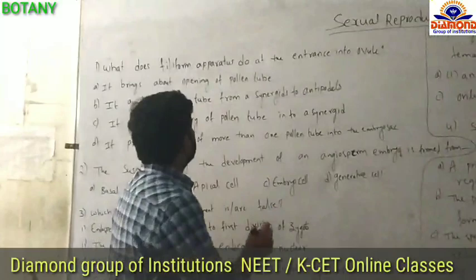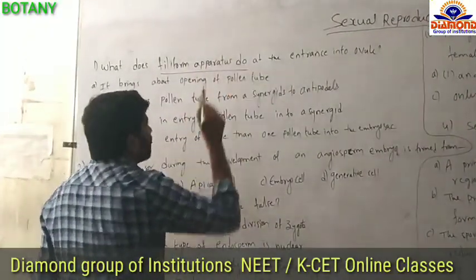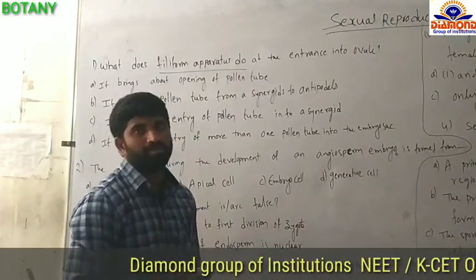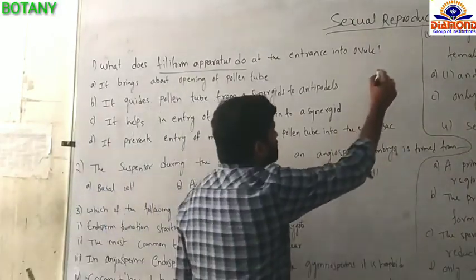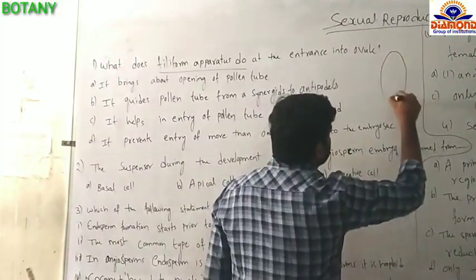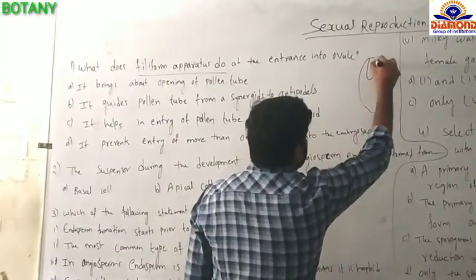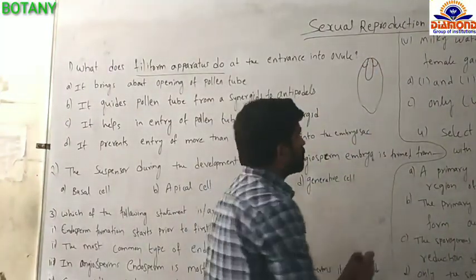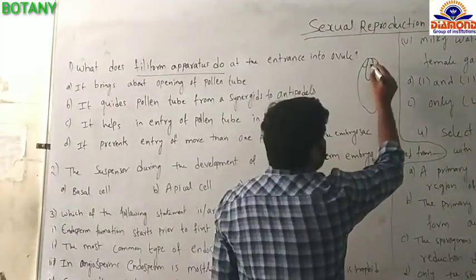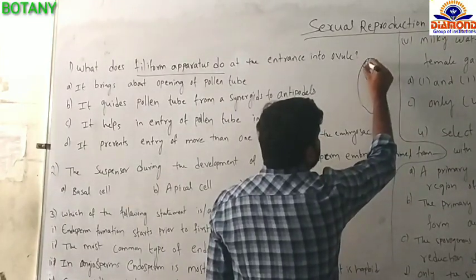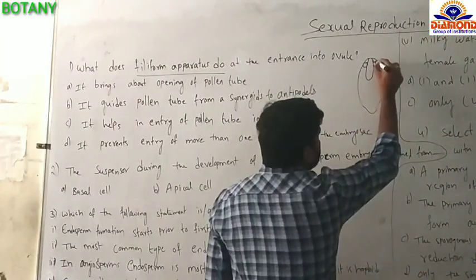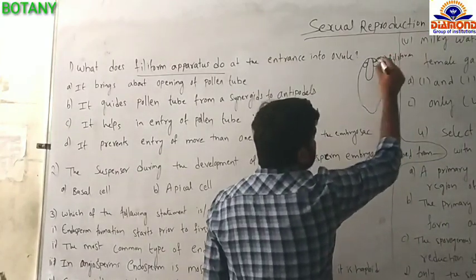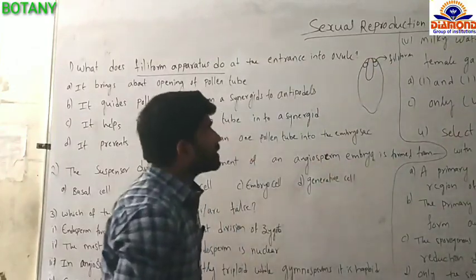We know the filiform apparatus is a small thin layer seen in the synergids of the female gametophyte. Imagine the structure of the female gametophyte: at the micropylar end, three cells are present, which we call the egg apparatus cells. In the egg apparatus cells, a small layer is present on two sides, and that layer is called the filiform apparatus. Its function is.